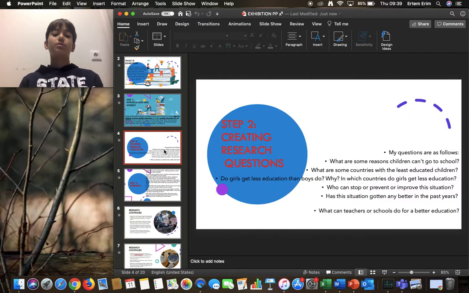So step 2, creating research questions. My questions are as follows. What are some reasons children can't go to school? What are some countries with the least educated children? Do girls get less education than boys do? Why? In which countries do girls get less education? Who can stop or prevent or improve the situation? Has the situation gotten any better in the past years? What can teachers or schools do for better education?